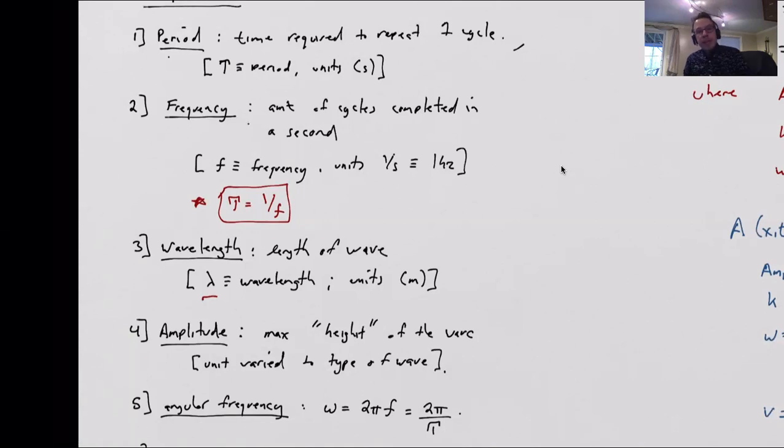And amplitude is the max height of a wave. We know that waves come in peaks and they come in troughs. The amplitude, no matter which side of that scale you're looking at, is going to be the same. So the max overall distance from the node, or distance from zero, of the wave is the amplitude.